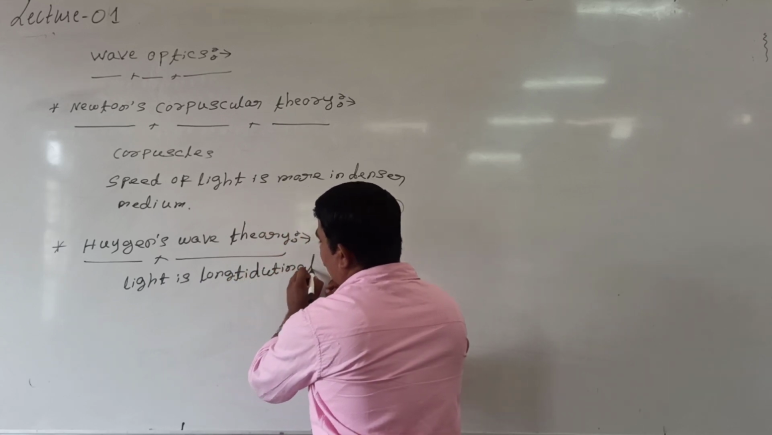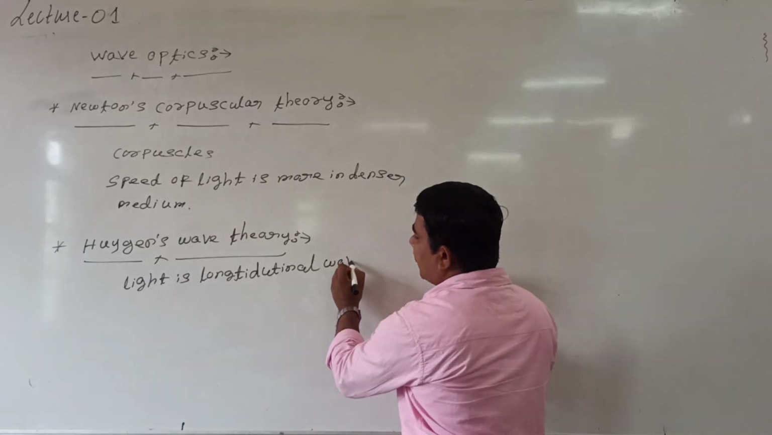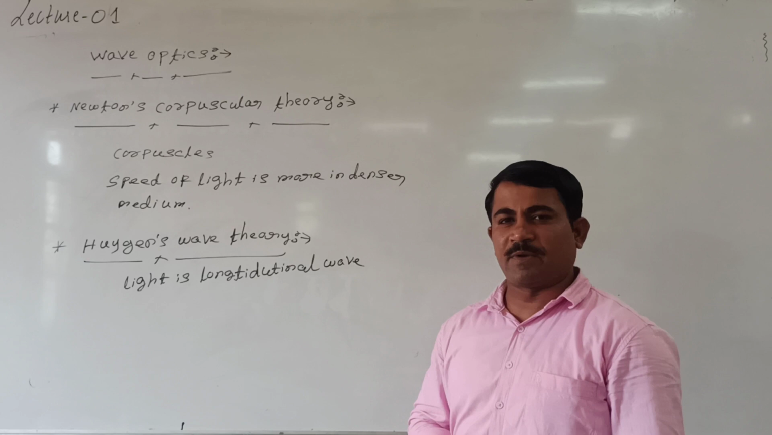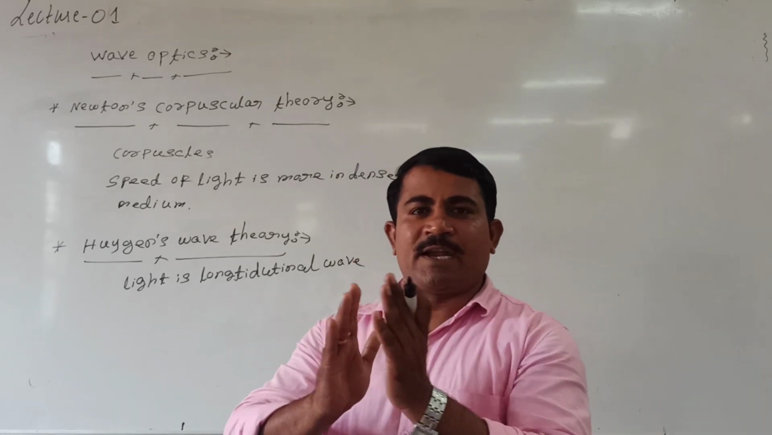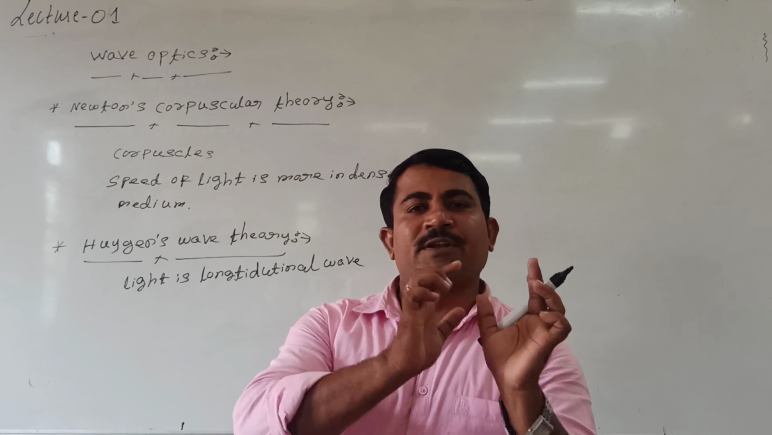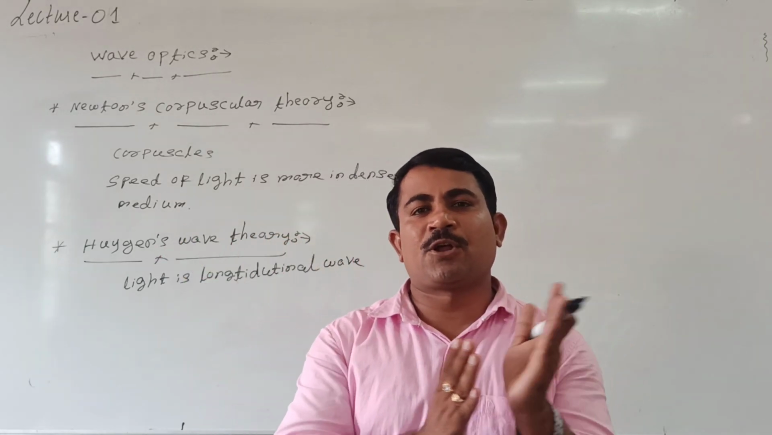Light is a longitudinal wave. Longitudinal means the medium particles vibrate parallel to the direction of propagation of the wave. Simply propose that when light travels, it creates a disturbance. Due to the disturbance, it travels in the medium like sound. We know that sound is a longitudinal wave.